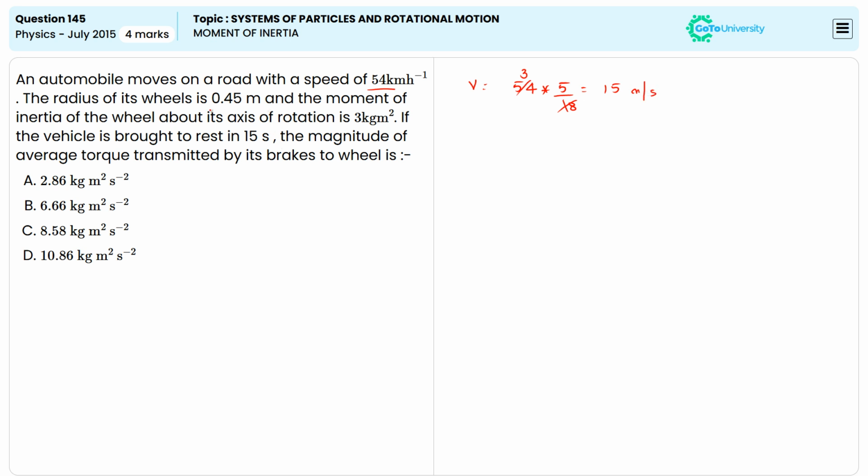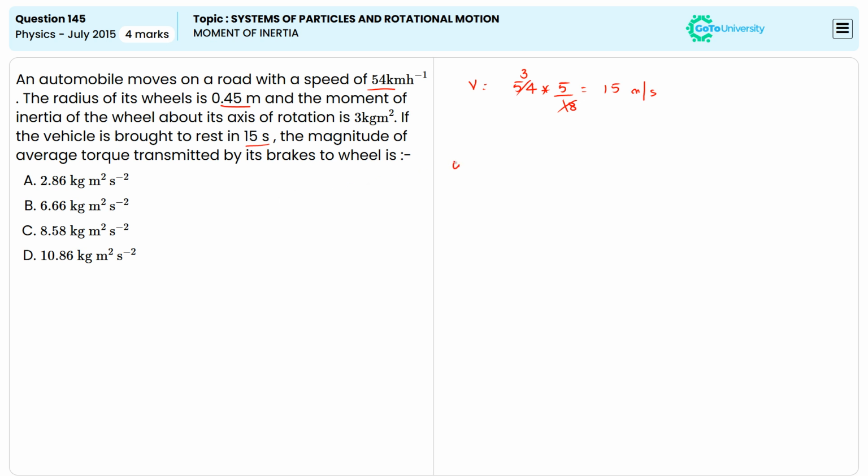Then the radius of the wheel is 0.45 meters, and the moment of inertia of the wheel about its axis of rotation is 3 kg meter square. If the vehicle is brought to rest in 15 seconds, then the magnitude of the average torque transmitted by its brake to the wheel is. Okay.